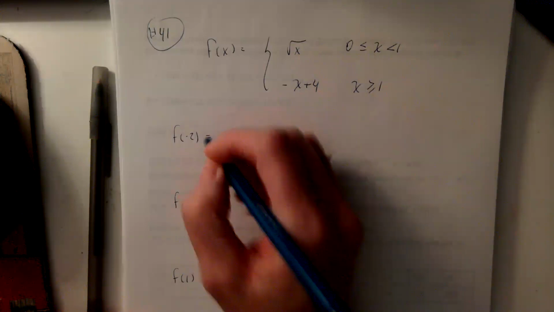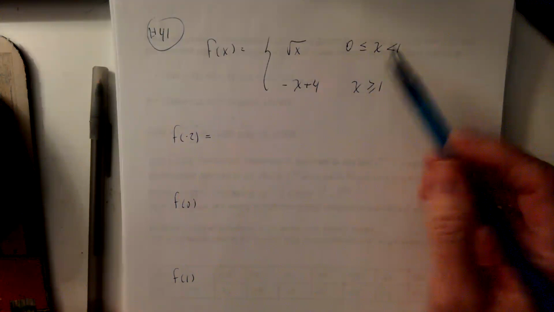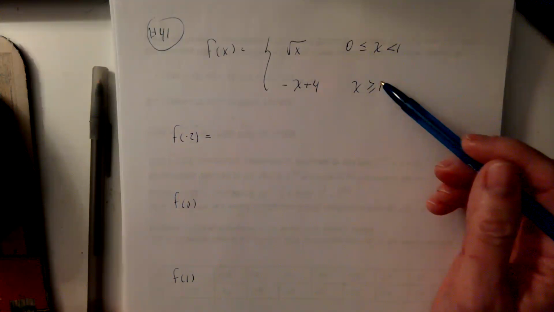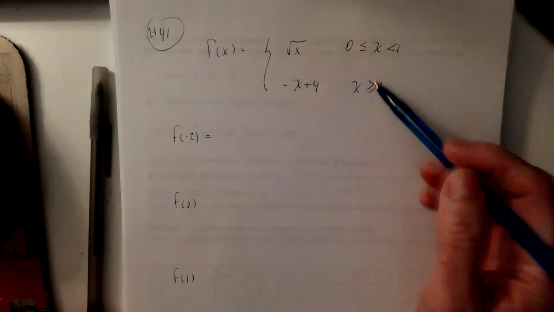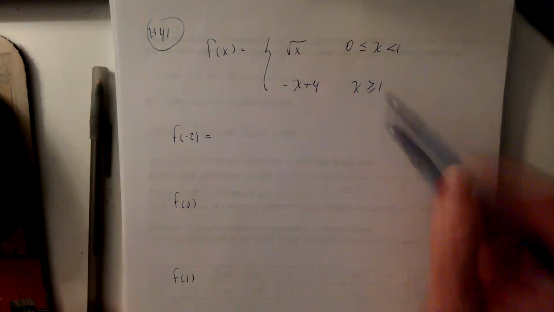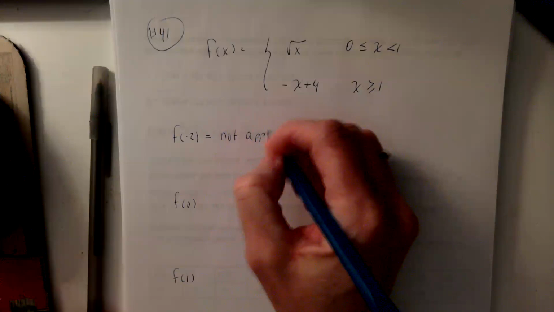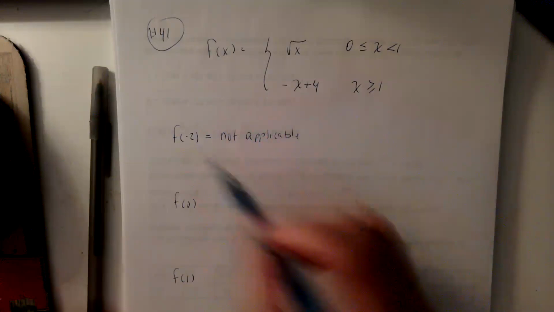So they asked if we could evaluate at f of -2. There are no situations for f of -2. So it looks like f of -2 is not part of the domain, because this is our domain over here on the right. So it's not applicable. We cannot evaluate this function at -2.